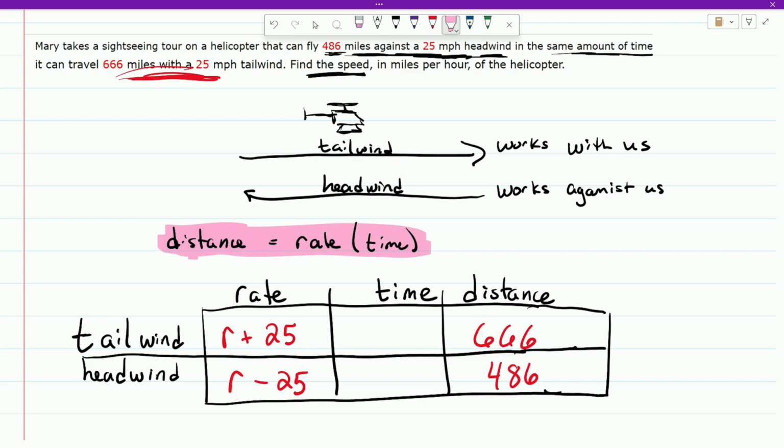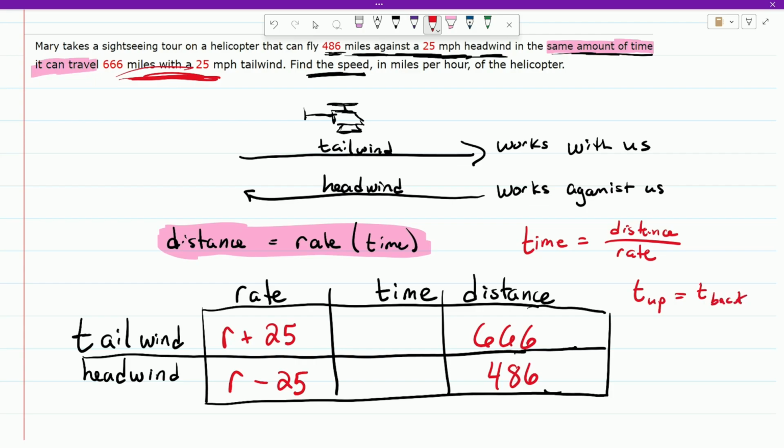Now, when we look at the formula that we have right here, the key to this entire situation is that it took the same amount of time to travel in either direction, okay? So because of that, we can solve this formula specifically for time. I'm going to write it in red. Time is going to equal distance over the rate. And the reason why we do this is because remember, time up has to equal time back.